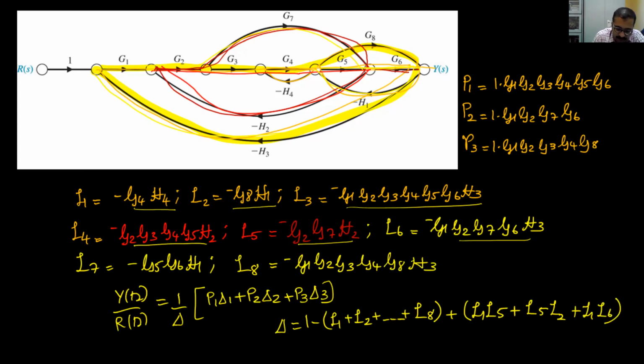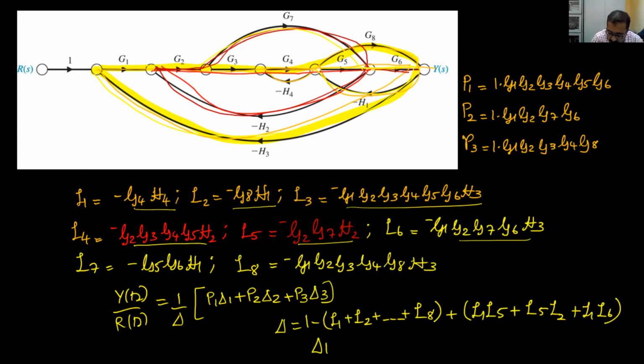Okay, L1, L5. L1 is G4, H4, and L5 is minus G2, G7, H2. They are non-touching. Then L5, L2. L5 and L2 is G8, H1. Yeah, they do not have any node in common. And L1, L6. L1 is G4, H4, and L6 is G1, G2, G7, G6, right? They are also not touching. So remaining terms will be 0.